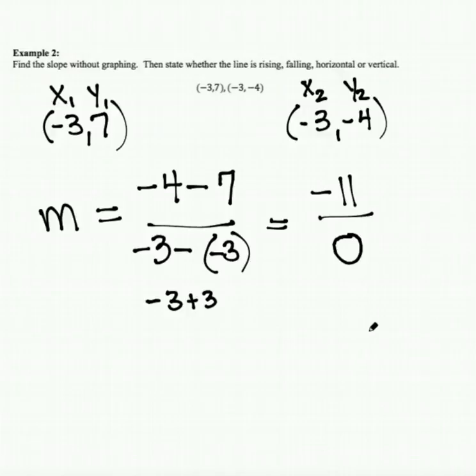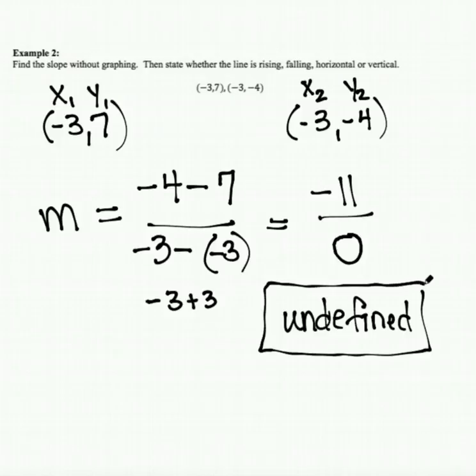We have to make a decision at this point. We can't leave our slope like that. We know when there's 0 that we're either going to have an undefined slope or a 0 slope. Well, when 0 shows up in the denominator, that makes our slope undefined. So we have an undefined slope. Now it says state whether the line is rising, falling, horizontal, or vertical. If the slope is undefined, that is a vertical line.